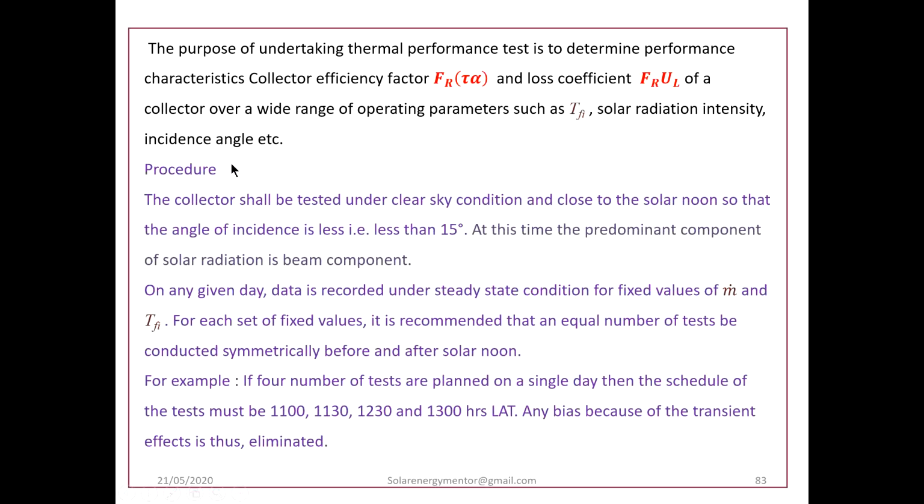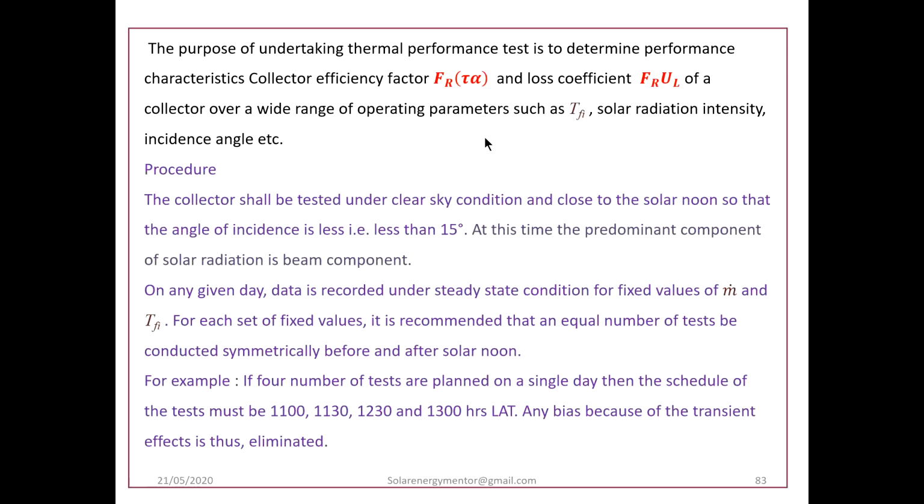Okay. Now these characteristics are determined over a wide range of operating temperatures. That is by varying the fluid inlet temperature and by varying the solar radiation intensity. Solar radiation intensity automatically varies. Then the incidence angle also is varied. So at different incidence angles, TFI and radiation intensity, the average value of these characteristics is to be determined. What is the procedure then?